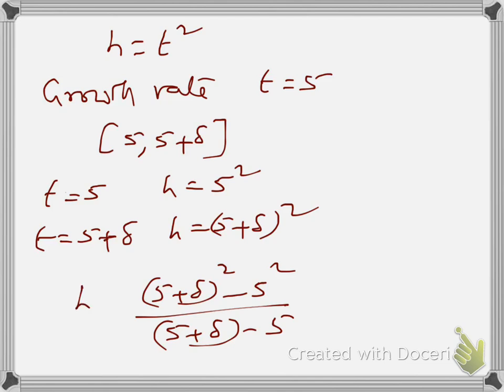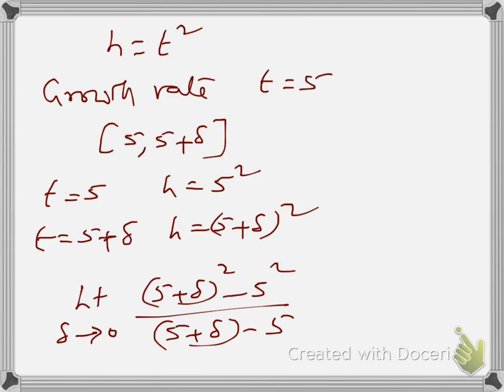How will you write it? Limit delta tends to 0. You write like that. So in the limit, delta is going closer to 0. In that limit, delta is very, very close to 0. Not 0, but very close to 0. When you write this way, you can't tell the value of delta.